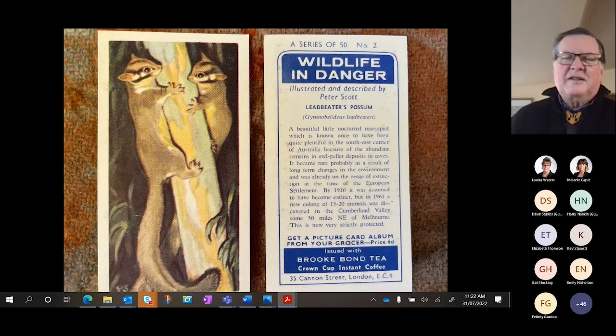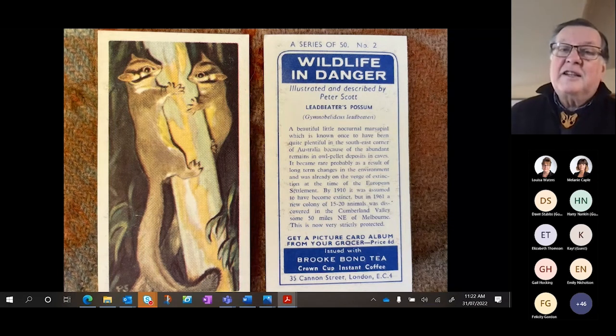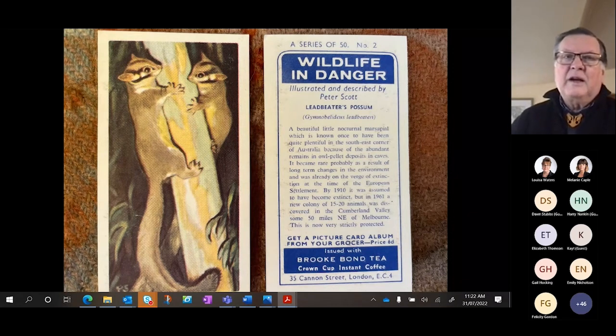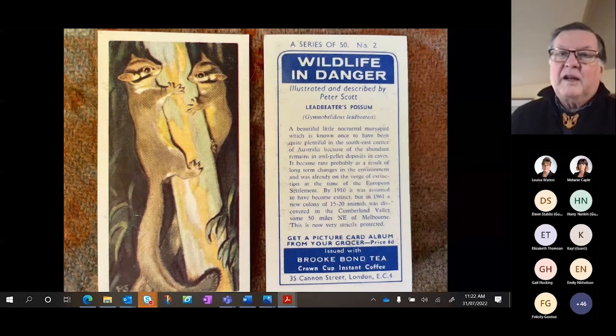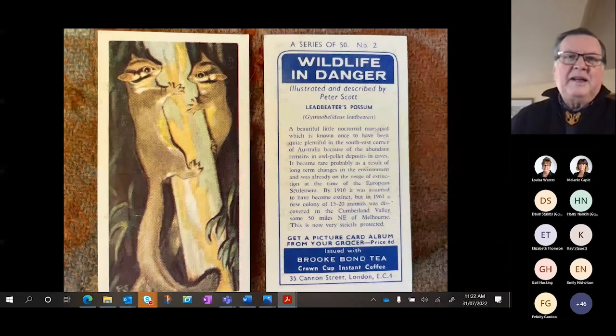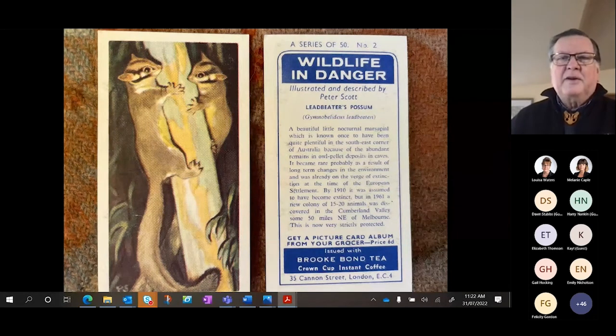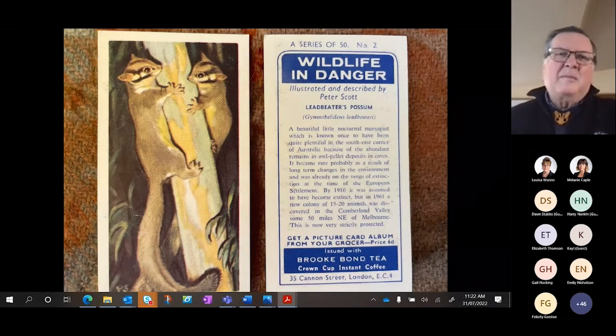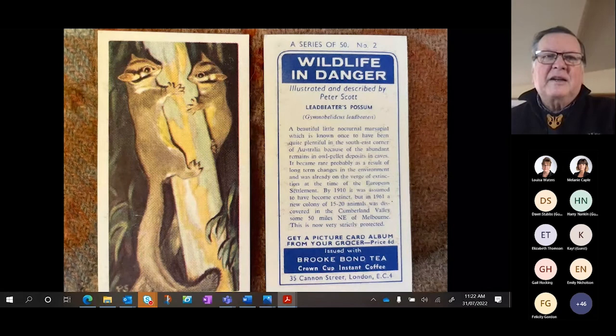And I was a great collector of these things, particularly if they were anything to do with animals. And this is Leadbeater's possum. It was number 2 in a set of 50 of Wildlife in Danger, illustrated by Peter Scott, son of Scott of the Antarctic and one of the people who set up the World Wildlife Fund. So this was when I would first have been exposed to Leadbeater's possum, and I was 9 years old at that time. And so there was some discussion yesterday about the effect with children, and all I can say about this card is that it worked for me.